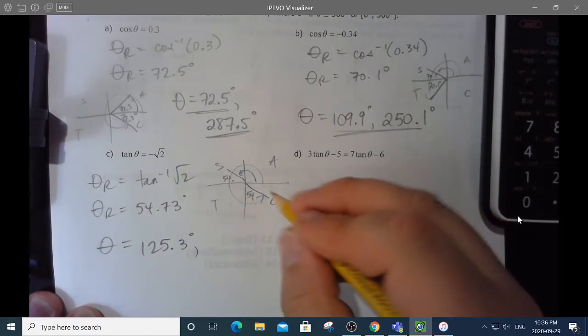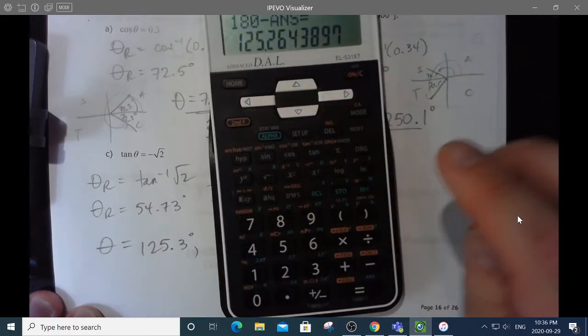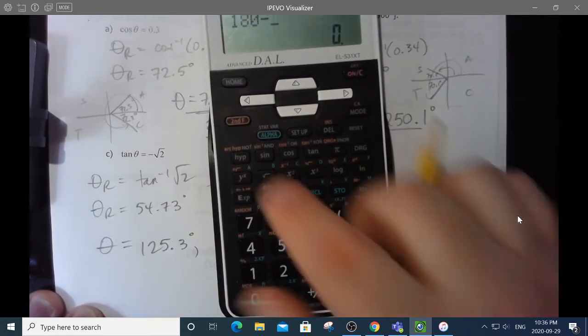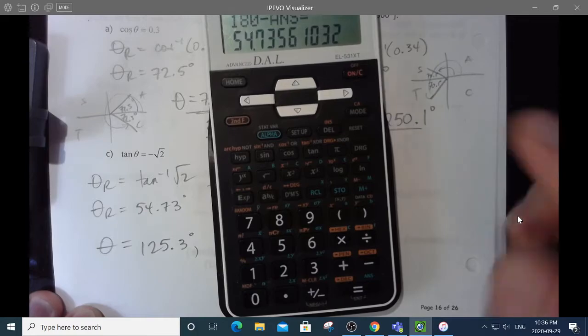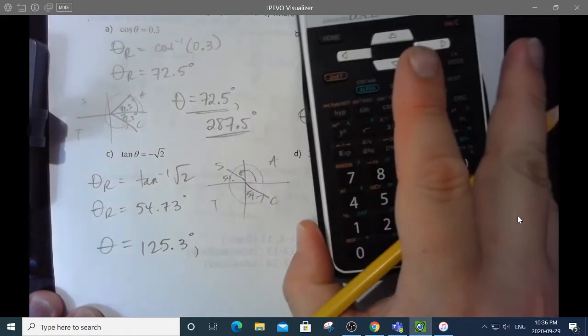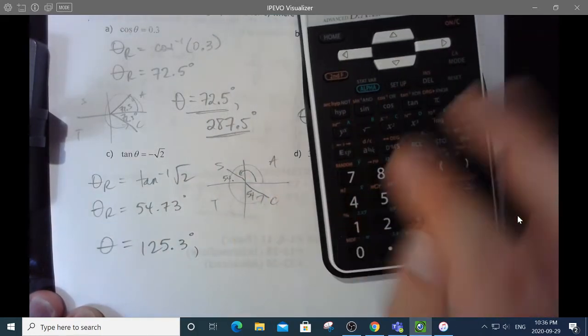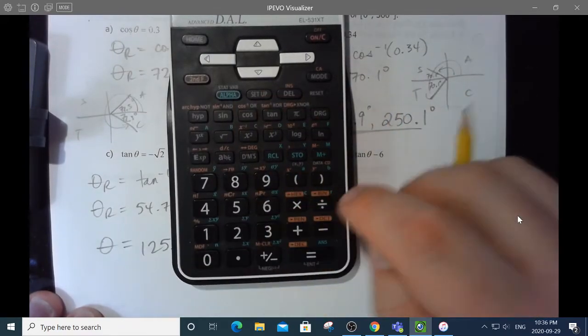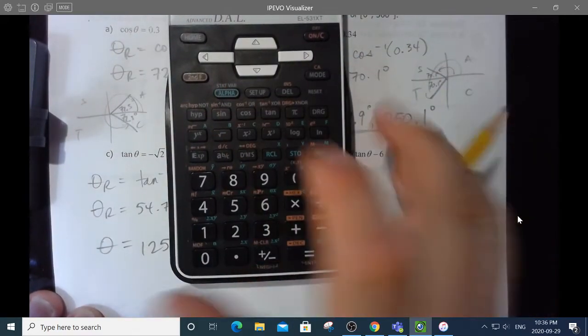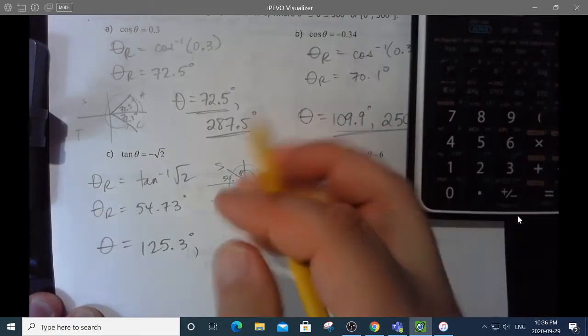And the other answer would be 360 minus that 54. So I'm going to take 180 minus that number, and then I'm going to minus it from 360. Did I say 180? Obviously all the way around is 360. So 360 minus that answer is 305.3.